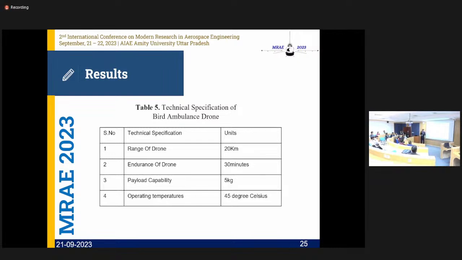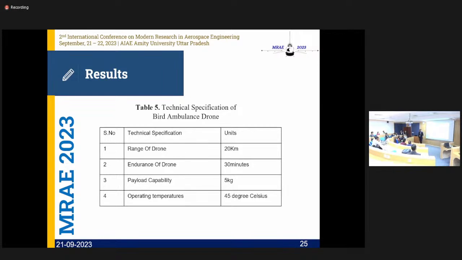We have tested it, sir. It is flying very successfully. The thing is that we use carbon fiber. Generally, till now, we don't have any drones specifically for this purpose. There are drones for agriculture purposes and there are drones for photography purposes.